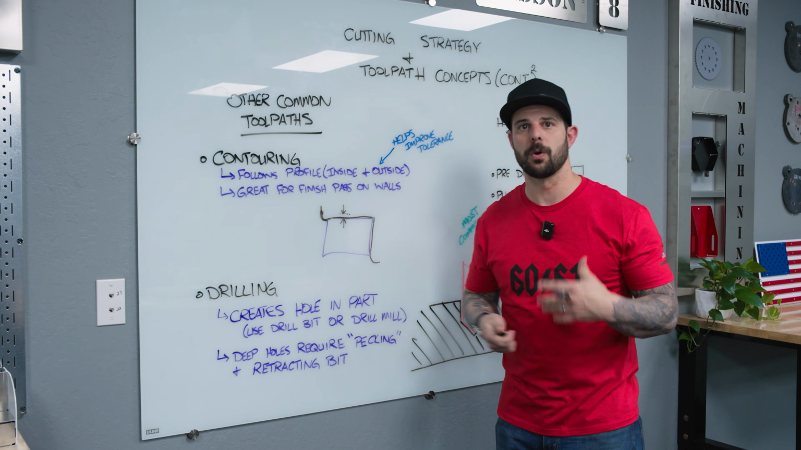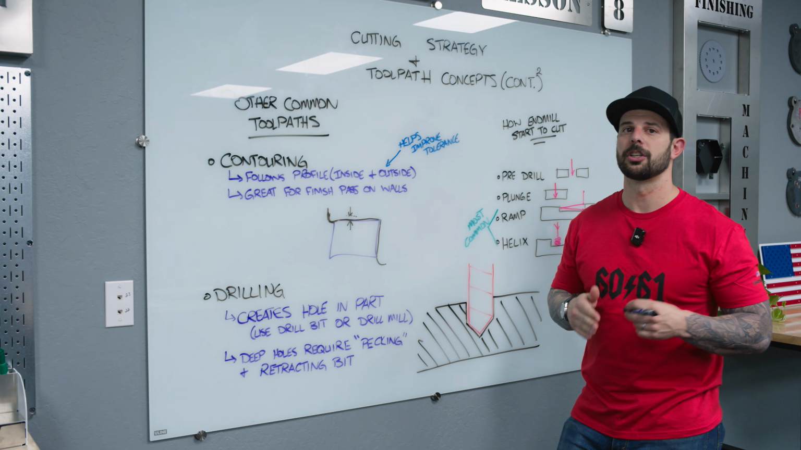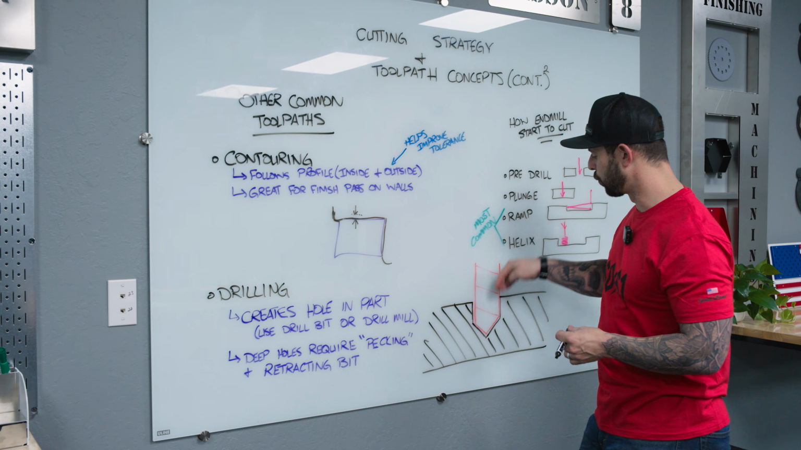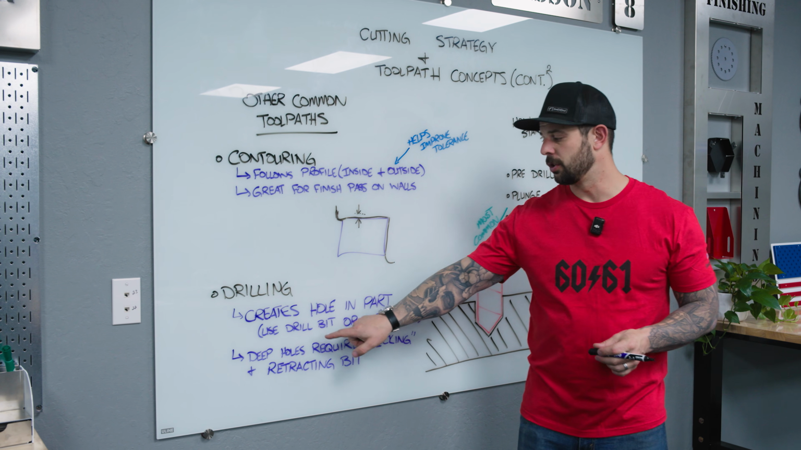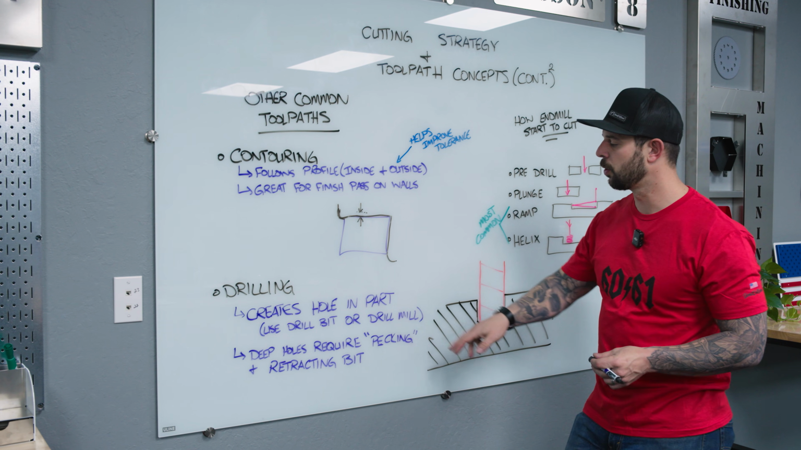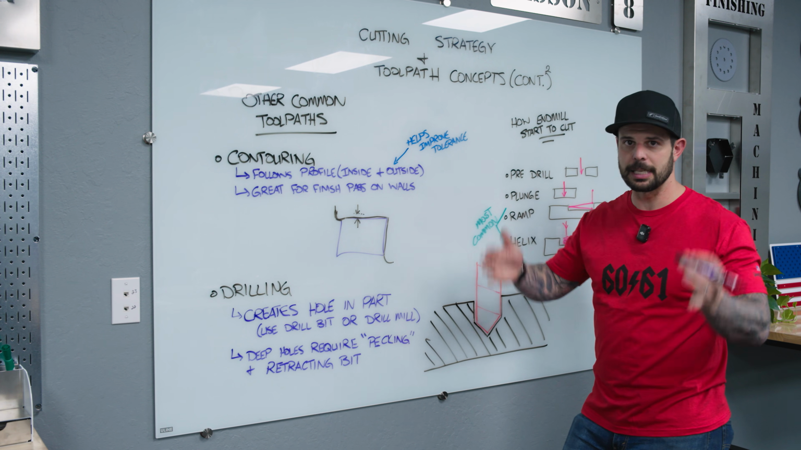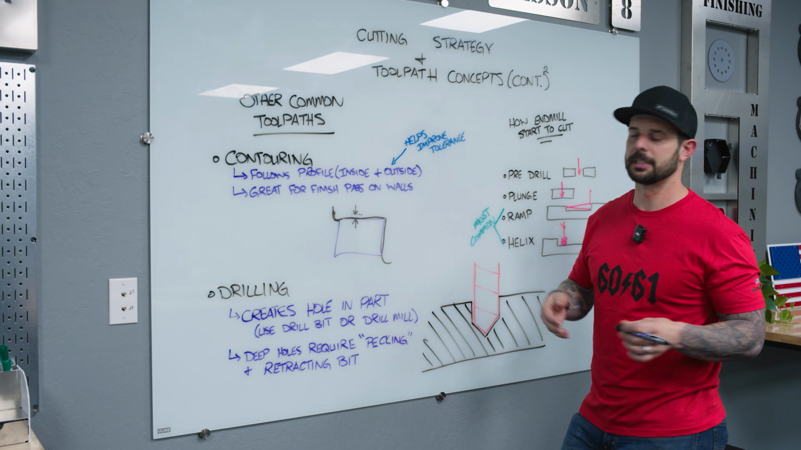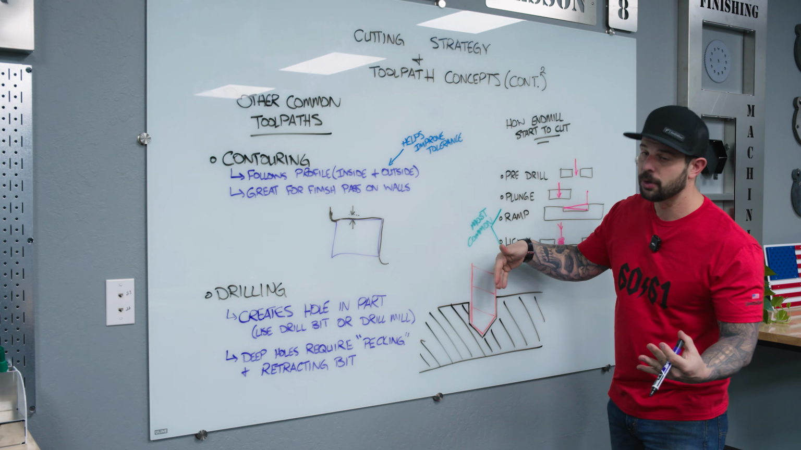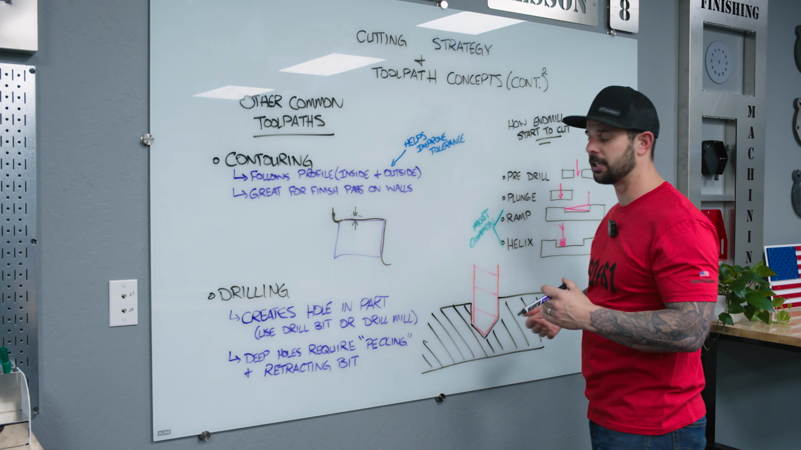This one's a lot more straightforward, probably more commonly known, but this is going to create that hole in the part that you're looking for, but it has to be done to the drill size that you're wanting to do. Now this can be done using a drill bit, which is purpose-built for creating that hole, or what's called a drill mill, which also has an end mill side to it and a drill tip on the end of it.